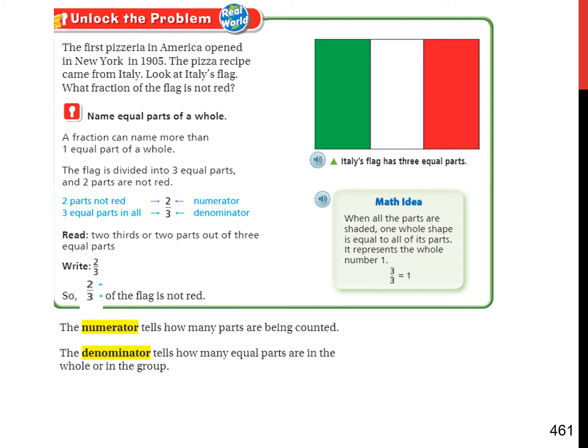The numerator tells how many parts are being counted. 2. The denominator, which is the number that comes down under the line, tells how many equal parts are in the whole or in the group.